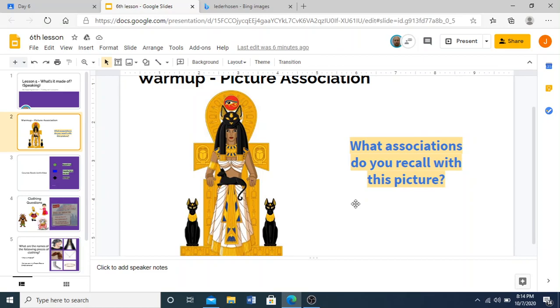So this looks like a queen or a picture of a goddess sitting on a throne with her cats. So basically, this picture can be associated with the ancient Egyptians. That is the main thing. So if you guessed right, kudos to you.